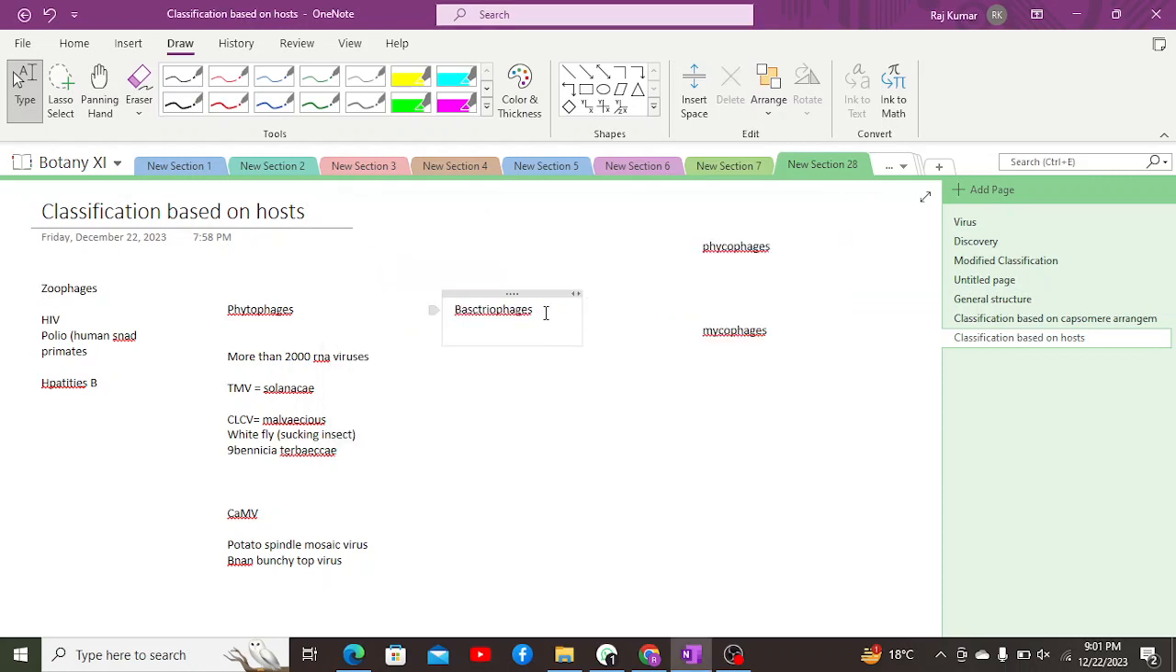Bacteriophages also have different types, which include T phages. These are further divided into T4 phages, T1 phages, and T6 phages, which we are going to discuss in the life cycle of bacteriophage. X phage.